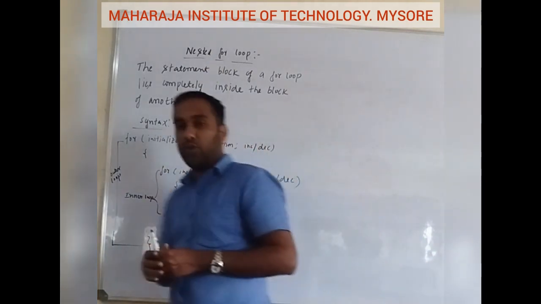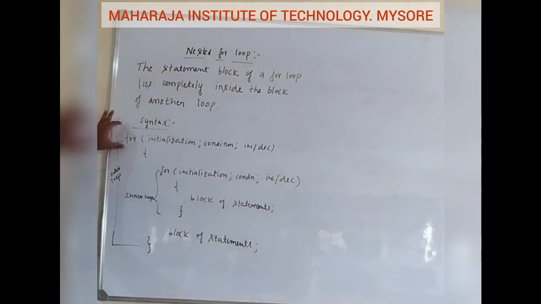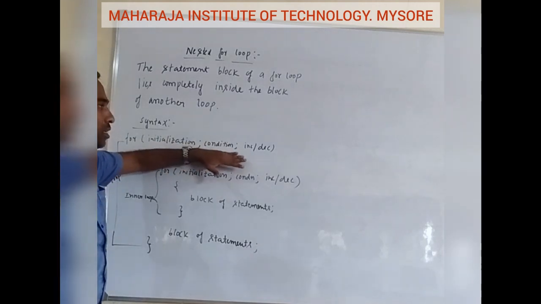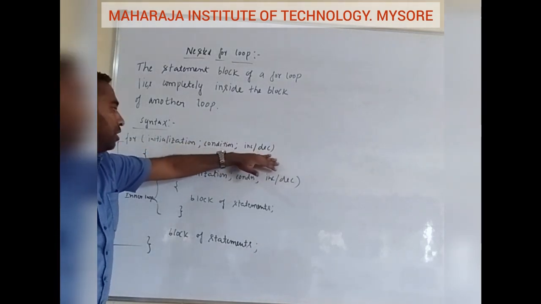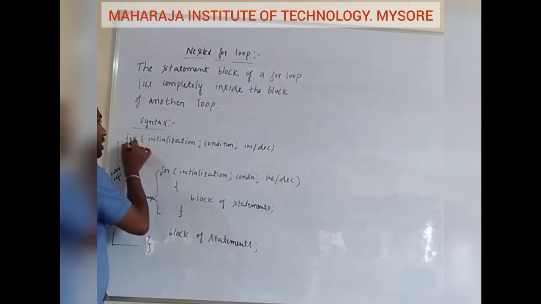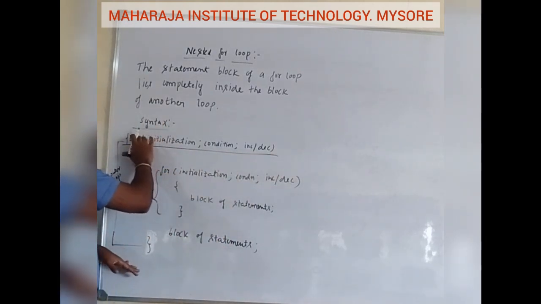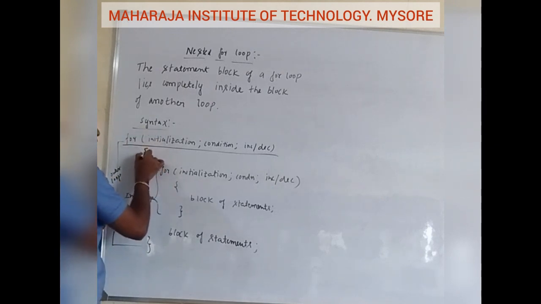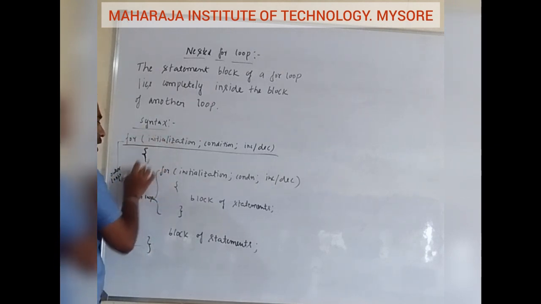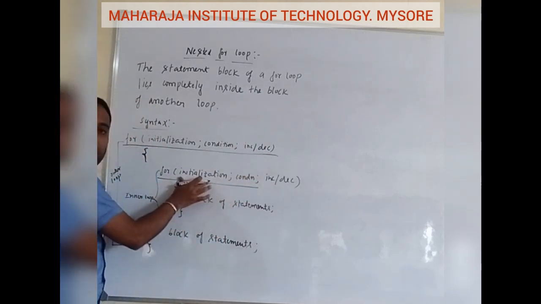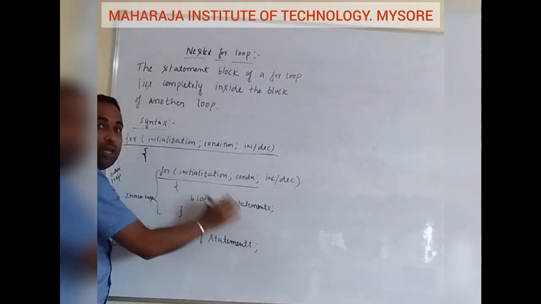First is the for loop, the same syntax. I am going to write initialization, condition, and then increment or decrement the value. This for loop is called the outer loop. Then inside the for loop, I am going to write one more for loop. That is called the inner loop.